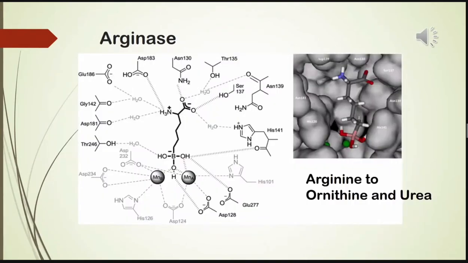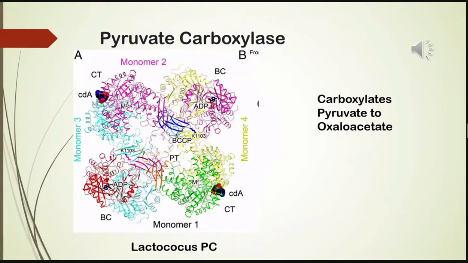If you remember your discussion on the urea cycle, you will see that arginase breaks down arginine to ornithine and urea. Arginase, it seems, also contains manganese. This time, there are 2 metal ions of manganese per arginase enzyme. Pyruvate carboxylase, if you recall, carboxylates pyruvate to oxaloacetate during gluconeogenesis. This particular enzyme would also contain manganese.